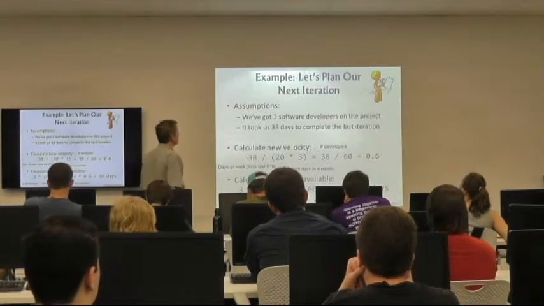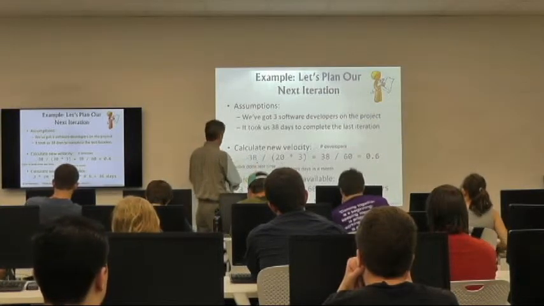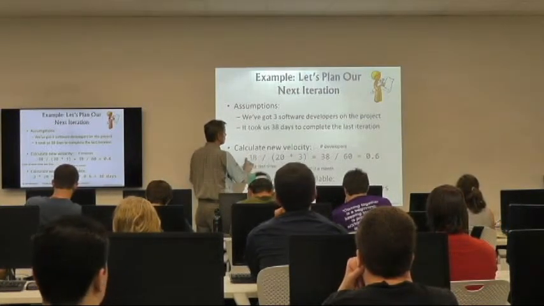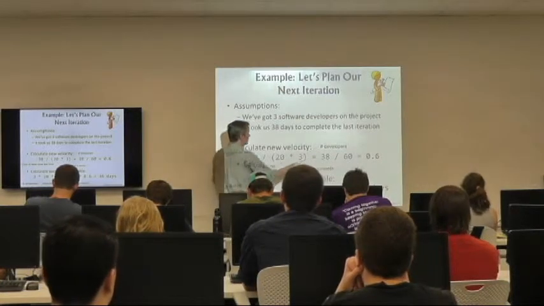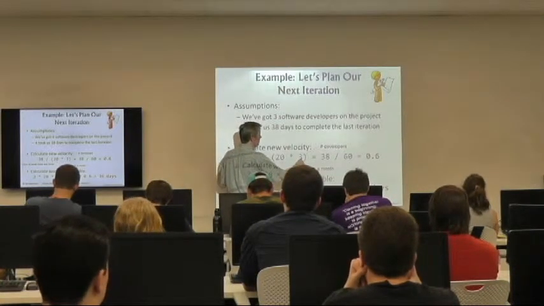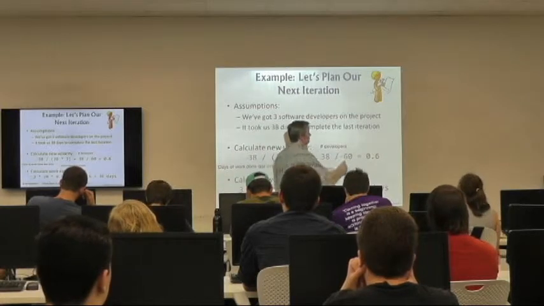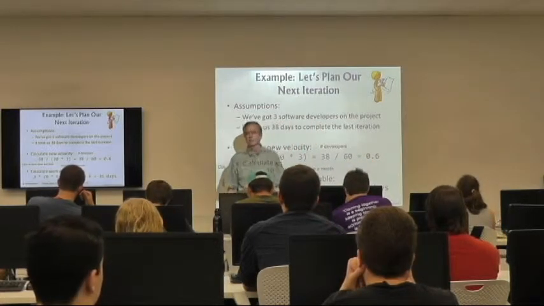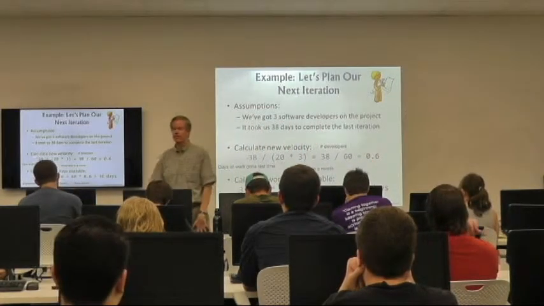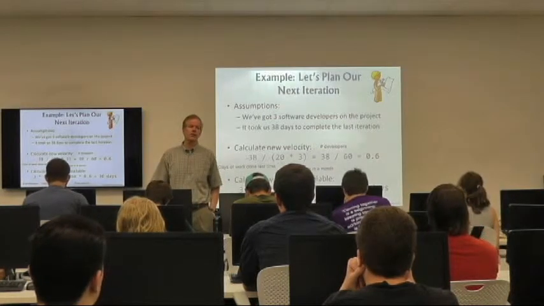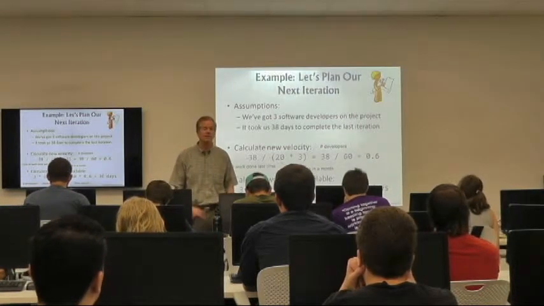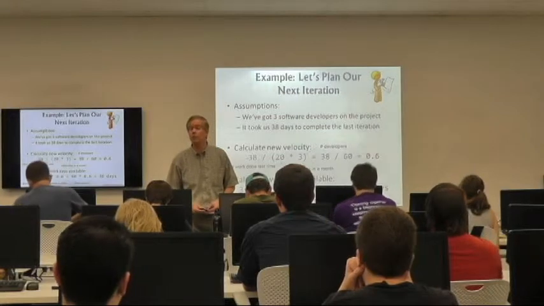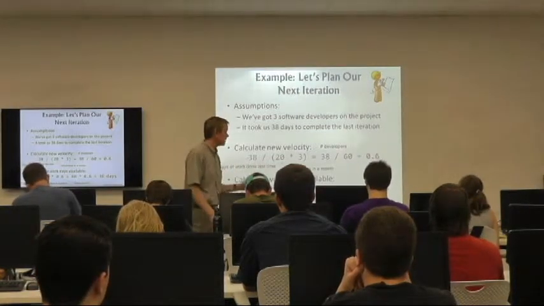So the very first thing we're going to do is calculate our new velocity. We take the number of days that it took us to complete stuff last time, divide by the number of work days in the month times the number of developers. 38 over 60 comes out to 0.6, which is what our velocity value is going to be. Now if you're looking at that, you're going, well, what velocity did we use last time? We probably used 0.7 last time. Now it's changed to 0.6.